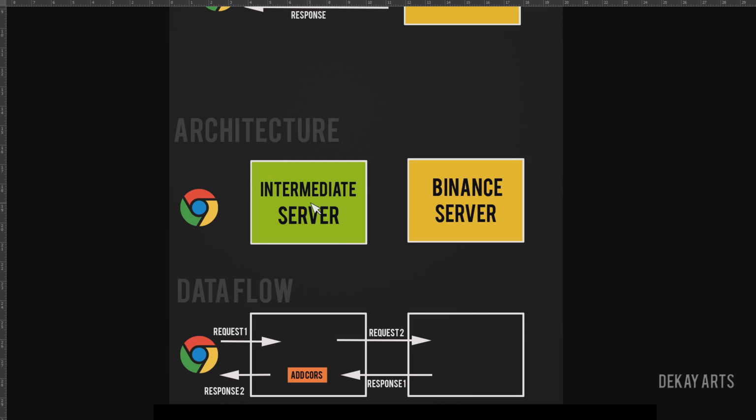What we'll do is first create this intermediate server and write the code, and once we are finished with this, we'll write the client side code. Okay, let's get started.